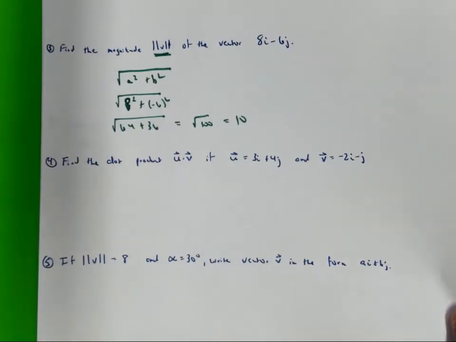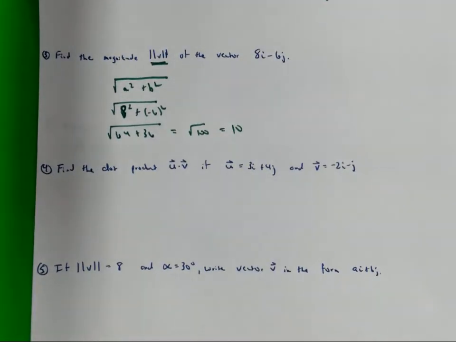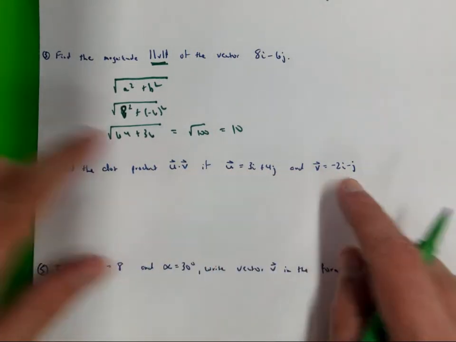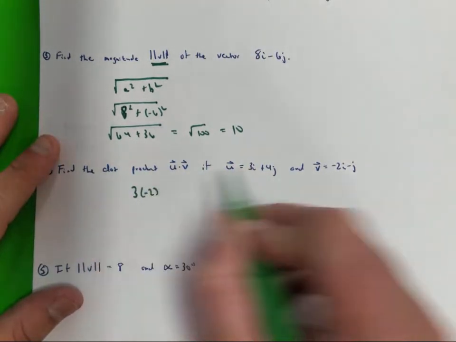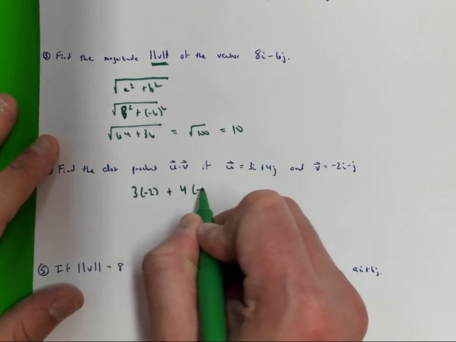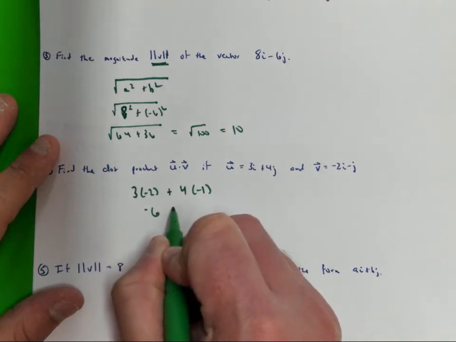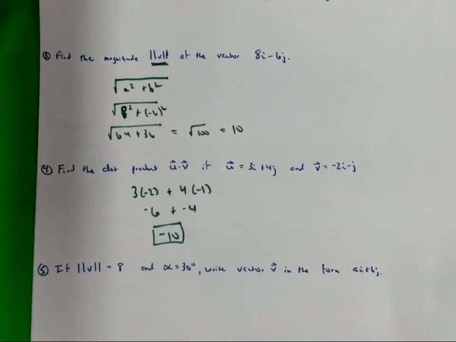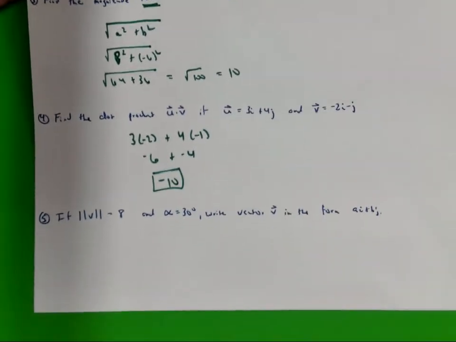Alright, number 4 says find the dot product of vector u and v if vector u is 3i plus 4j and vector v is negative 2i minus j. Remember, dot product is exclusive just for vectors. Okay, so I'm going to say 3, multiply corresponding parts. 3 times negative 2 plus 4 times a negative 1. That gives me negative 6 plus negative 4, which is negative 10. It's my dot product.